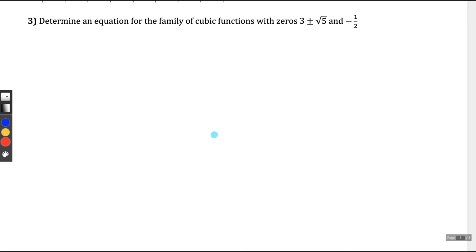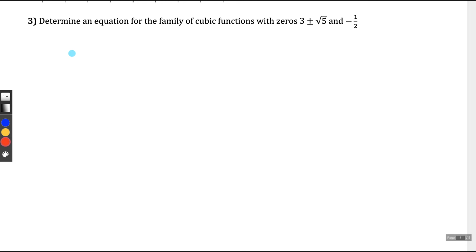Number 3 is probably the most difficult question in this lesson, so let's take our time going through this one. It says determine an equation for the family of cubic functions with zeros at 3 plus or minus root 5 and -0.5. So this is the first time we've had an irrational zero. Let's see how we do this.